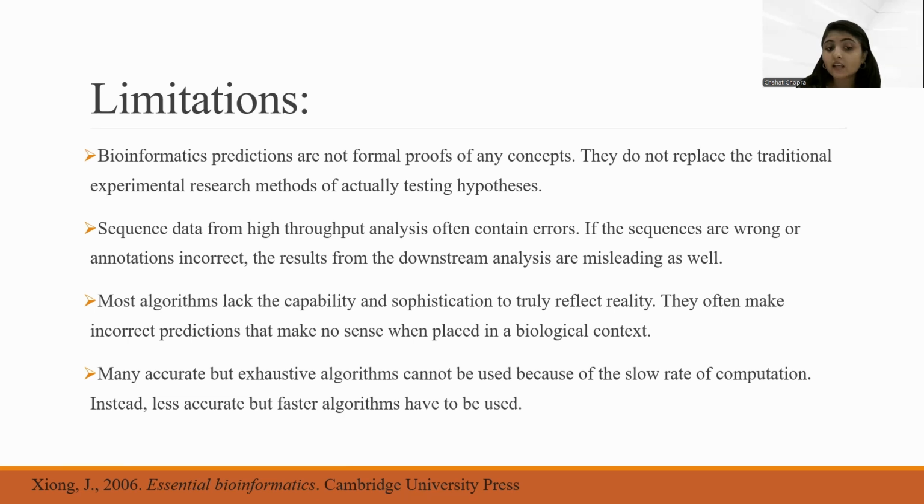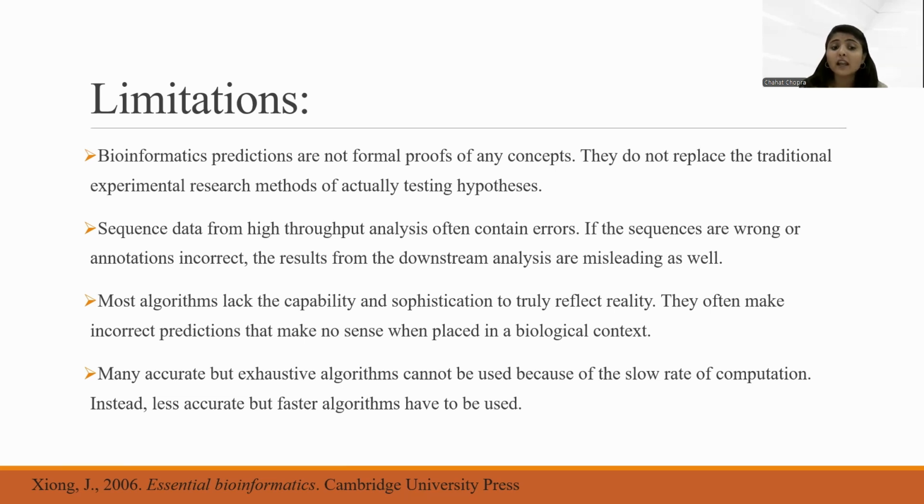Most algorithms lack the capability and sophistication to truly reflect reality. They often make incorrect predictions that make no sense when placed in a biological context. For example, while constructing a phylogenetic tree, very distinct species can be placed together, which is a big error of constructing phylogenetic trees using bioinformatic tools.